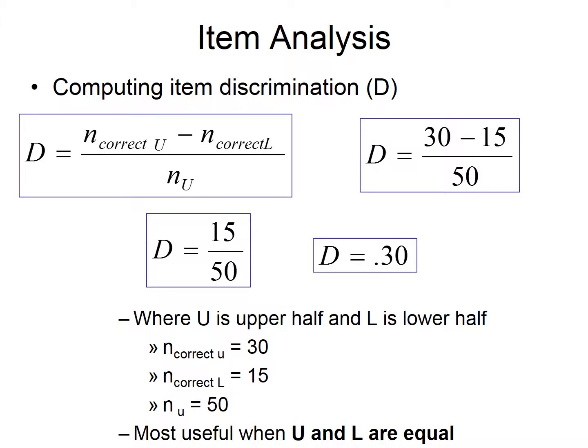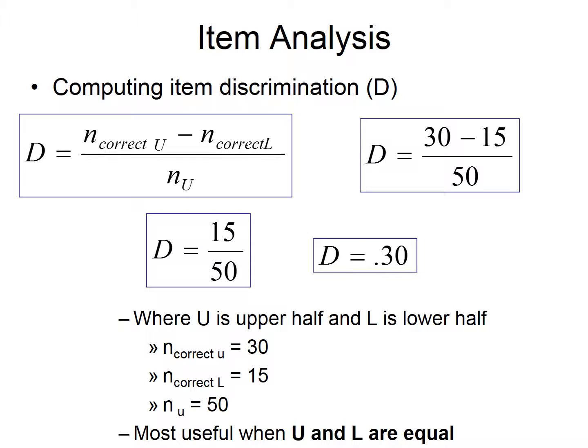Now of those test takers, the 50 that were in the upper category, 30 of them got it right. Of the 50 people in the lower category, the bottom of the distribution, 15 got it right. So the equation is: the top is the number of people in the upper grouping, the top-performing half, that got it right, minus the number of people in the bottom group that got this one item correct. So 30 minus 15. 30 minus 15 is 15. The bottom of the equation is simply the total number of people in that upper distribution, your top performers, and that's 50. So 15 divided by 50 equals a D of 0.30.